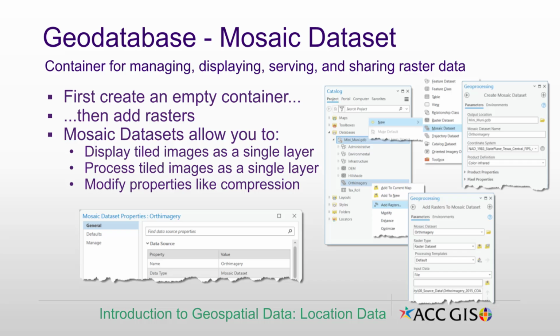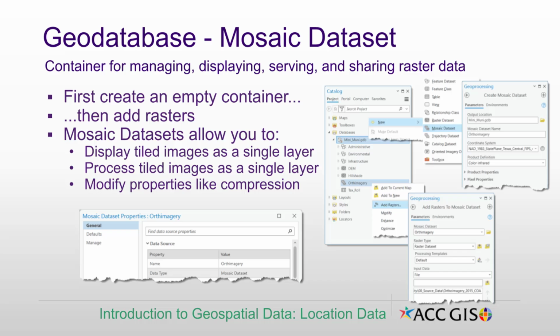So if we have a large set of image data, we can use mosaic data sets to display the tiled images as a single layer. So we don't have to load 100 images into our GIS software. We can load one mosaic data set that then loads the 100 images tiled side by side. We can also run raster geoprocesses on tiled images as a single layer.